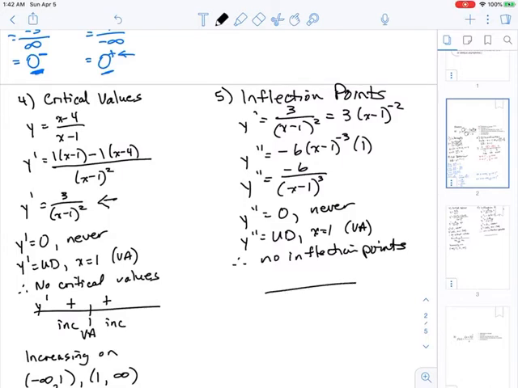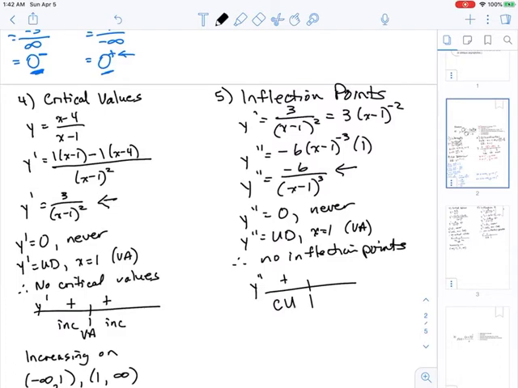So, for y double prime, again, the only thing that is important here is 1. That's the only value that we calculated. On the left side of 1, the numerator here is negative. The denominator is also going to be negative. That means this is positive, which makes that concave up.